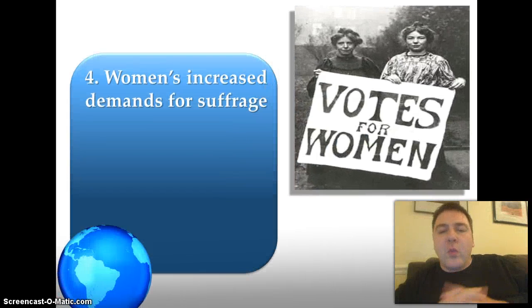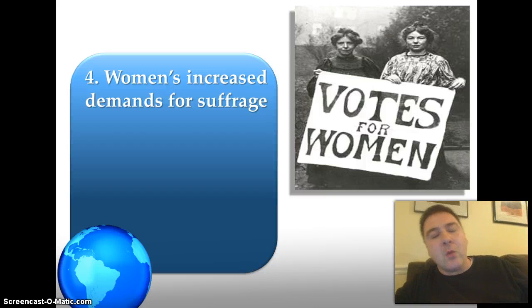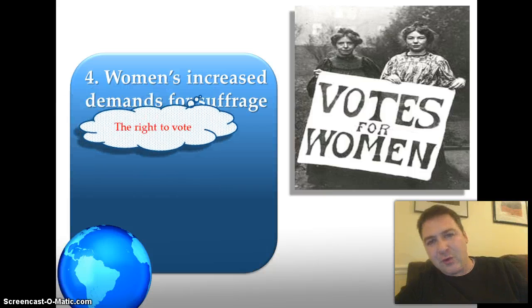Okay, another thing is women enter the workforce. There's a saying, money is power. And as women were starting to make money working in these factories, doing these jobs and taking on these responsibilities, they wanted political power as well. Women increased demands for suffrage.